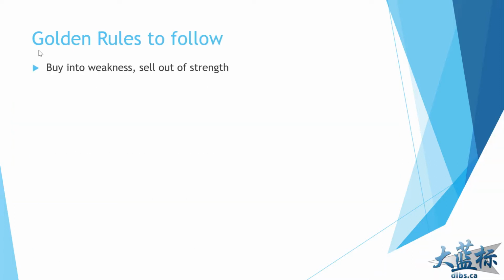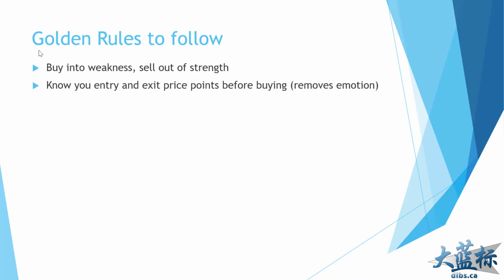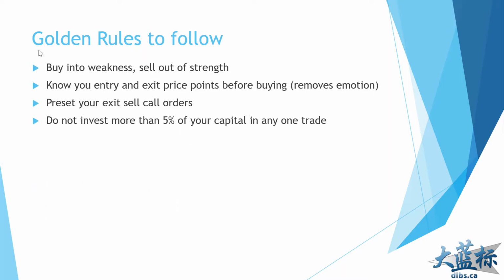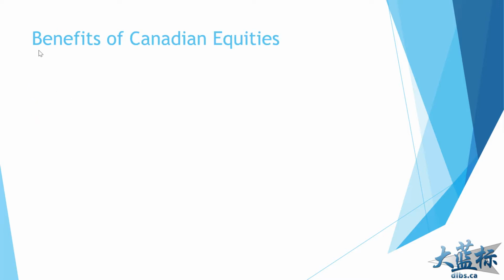So as usual, golden rules to follow. Buy into weakness, sell out of the strength. Easier said than done. But always remove your emotions. Preset your expectations of your entry and exit points. Preset your sell orders as soon as you've placed the trade and executed them. And never invest more than 5% of your capital in any one transaction.